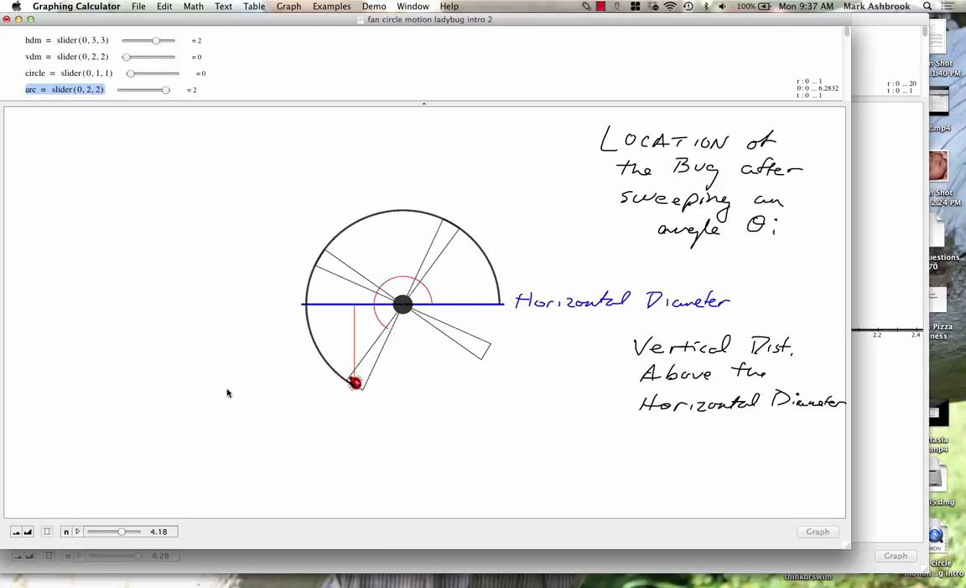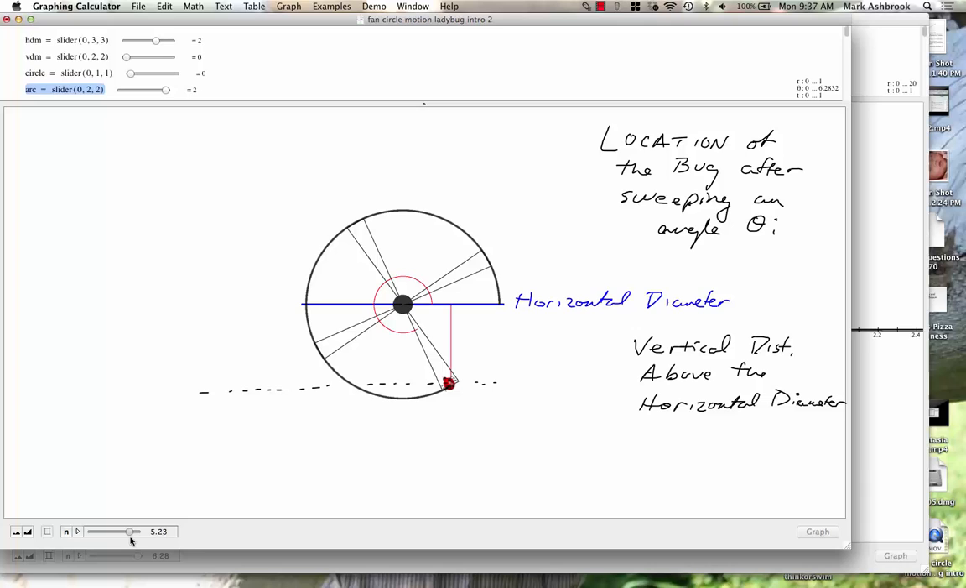No, because it could be anywhere along this line that has that vertical distance from the horizontal diameter. So you imagine anywhere along that. You come along here, and later, the bug has that same vertical distance. So on the circle, a vertical distance could define two different points of the bug. So how do we pinpoint?